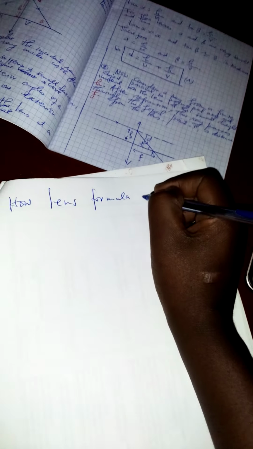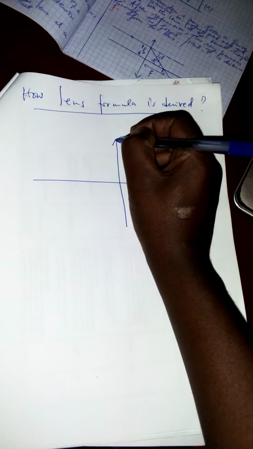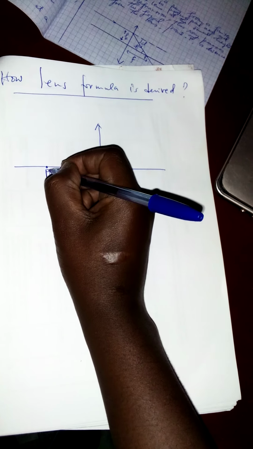Today I would like to share with you how the lens formula is derived. So let us consider a point object lying on the principal axis of the lens. Point object lying here on the principal axis, let's call it O.